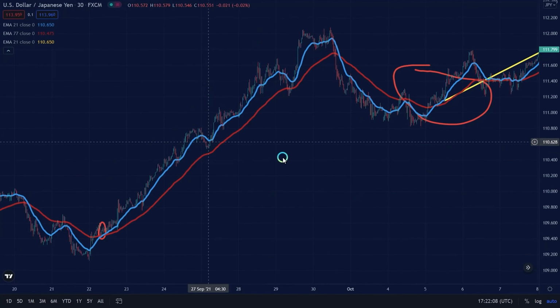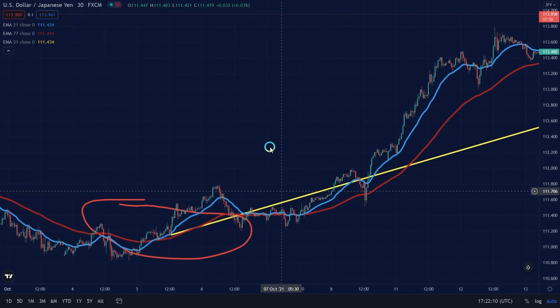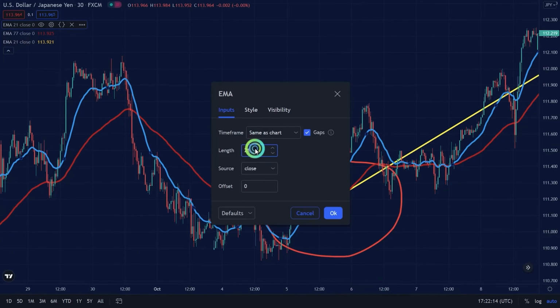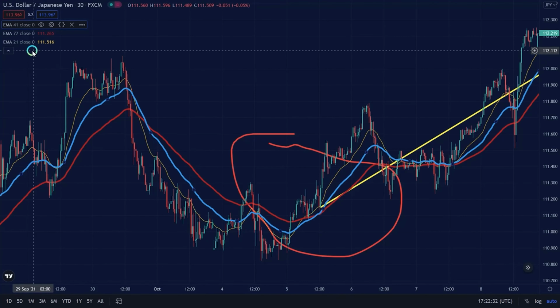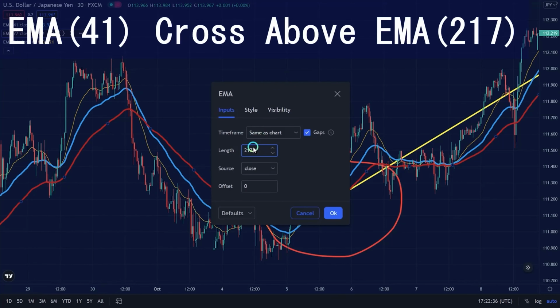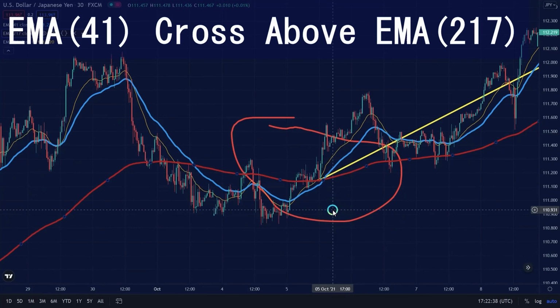This is our first condition. Now I will show you the second condition. The second condition will be a crossover. It is really important to follow these exact numbers that I tell you to be the parameters of the exponential moving averages. The second condition is that you will need a 41 period exponential moving average, and you will need a 217 period exponential moving average.